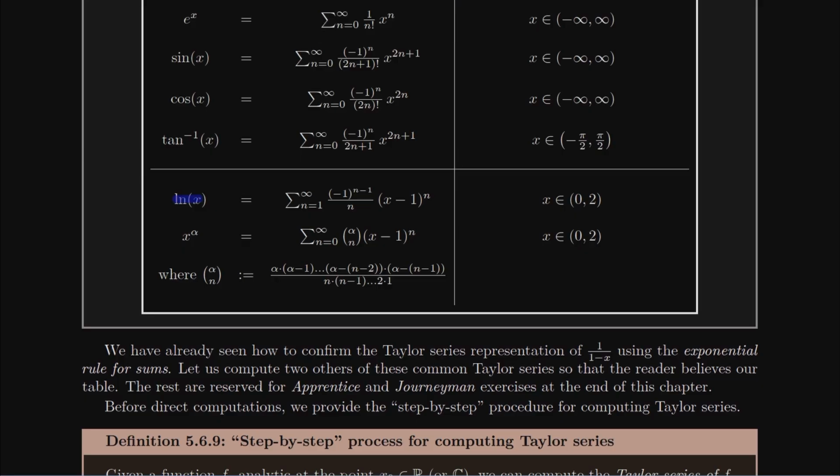Now, both of these cases, the log and x to a power, are defined in the interval of convergence 0 to 2. That's because they really have a radius of convergence of 1 and center at 1. And so your interval is on the negative side, 1 minus 1 gives you 0, and on the positive side, 1 plus 1 gives you 2.